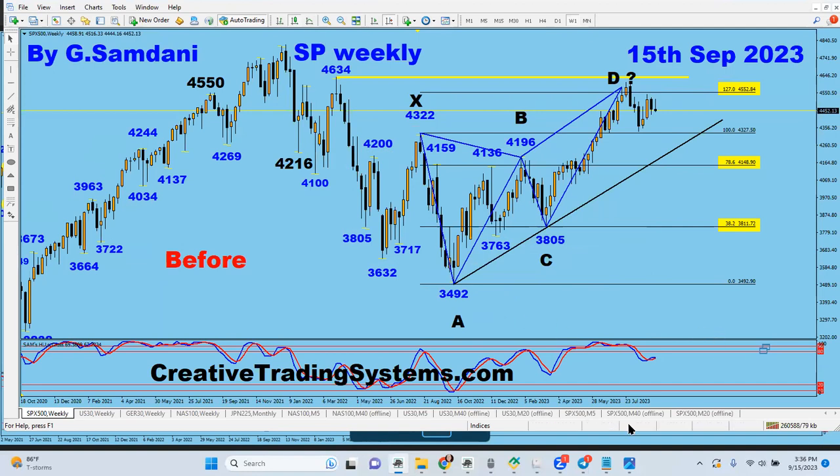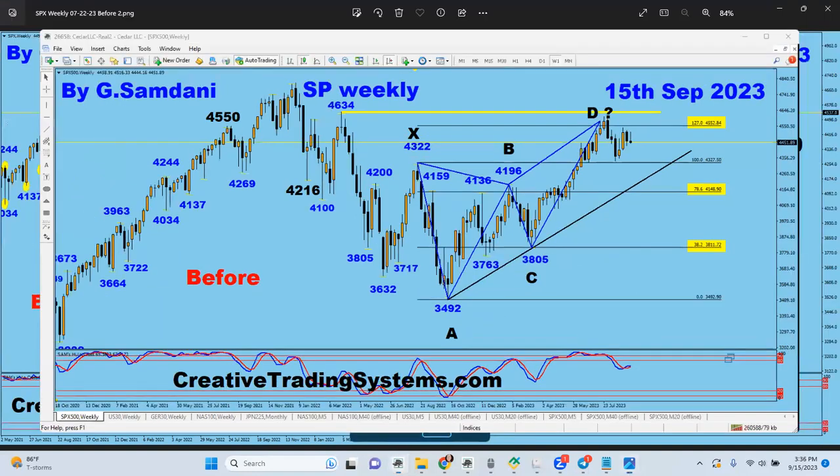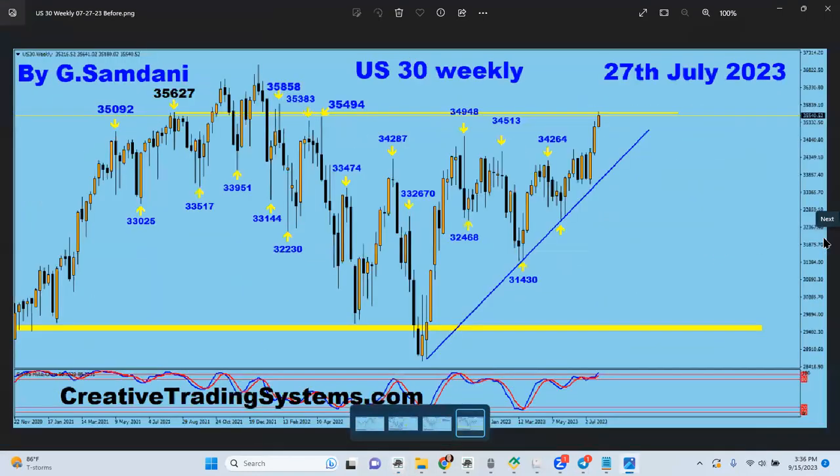What else? Another chart, US30. US30 I made, and US30 was this. I said this is the high here. See, everything is blue, but this is the black one. So this was the concern.